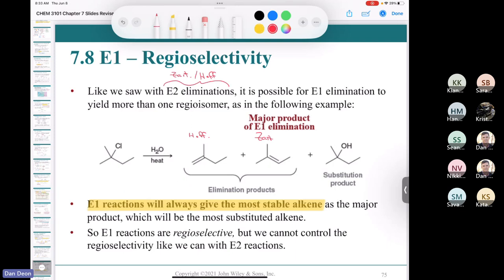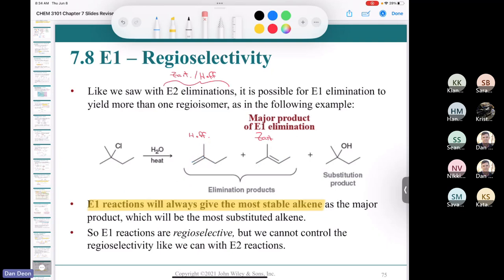All right, so if we look at the Zaitsev product, it is 1, 2, 3. It's tri-substituted. If we look at the Hofmann, it's only di-substituted. And so that is why the Zaitsev is going to be the major. So it's regioselective, right? It's regioselective to have the double bond in this region, as opposed to this region. That's what regioselective means. Just erase all these carbons here.